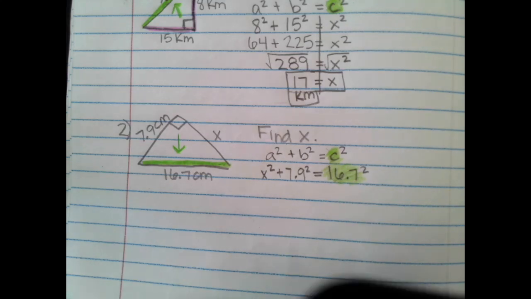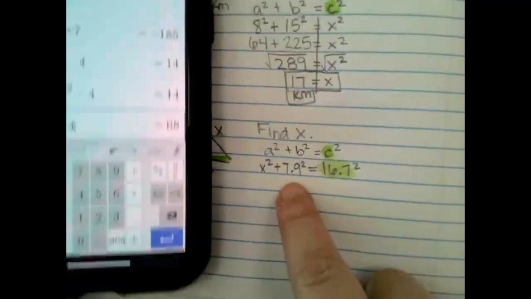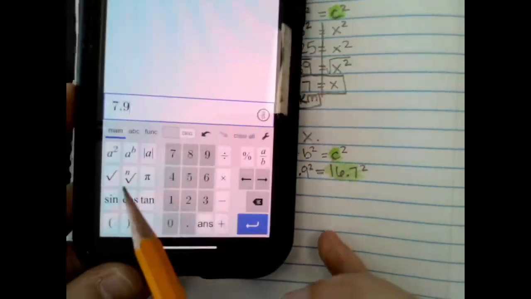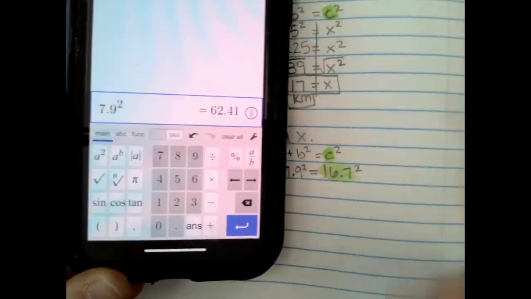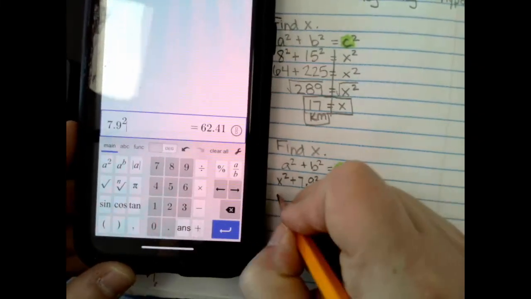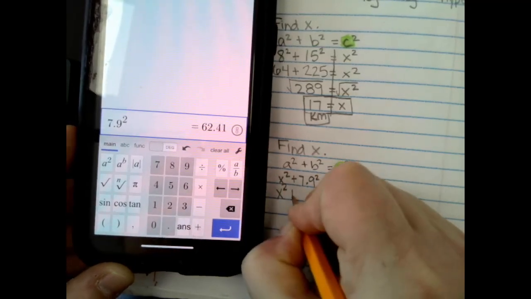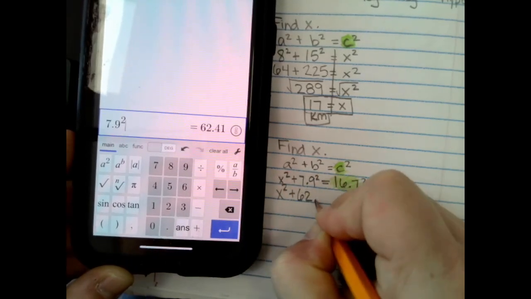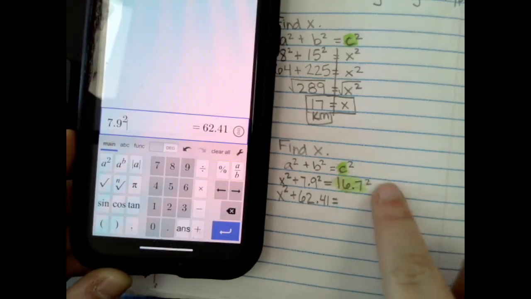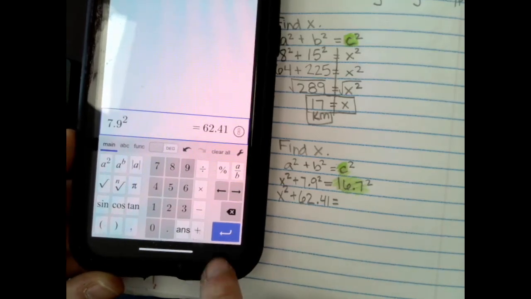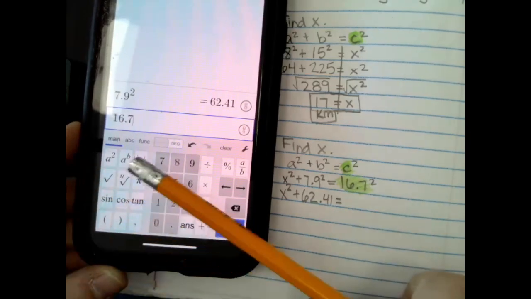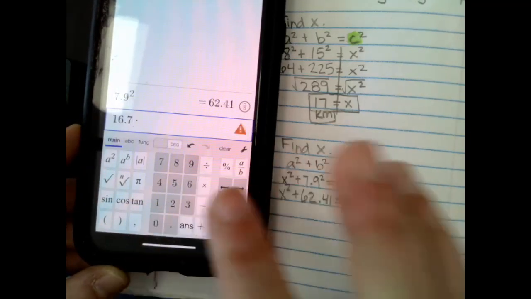Alright, so as I do this, I'm looking at Desmos. I'm going to do 7.9 squared. So 7.9 times 7.9, or we can use this squared button here. Even though it's 2 decimals, we're going to leave that as it is right now because it's not that inconvenient. So x squared plus 62 and 41/100 equals, and again we want to evaluate this side. We're going to make things as simple as possible first. So 16.7 squared. We can do 16.7, you can use that squared button, or you can say times 16.7.